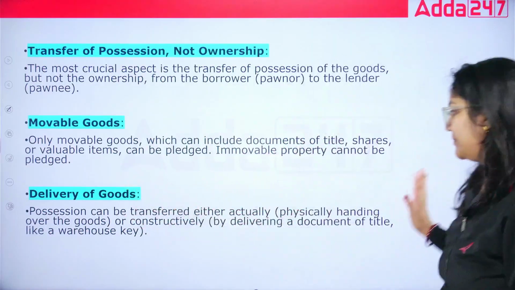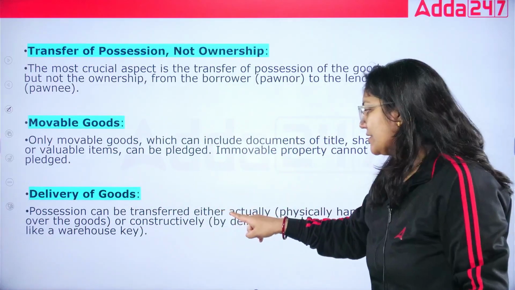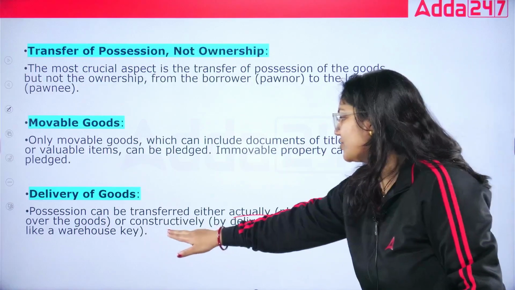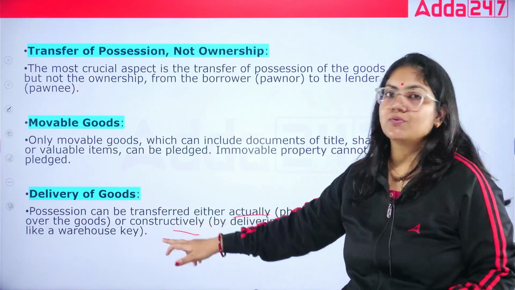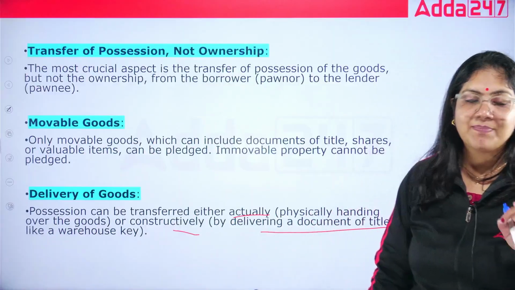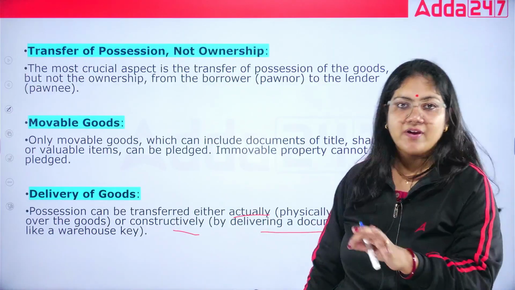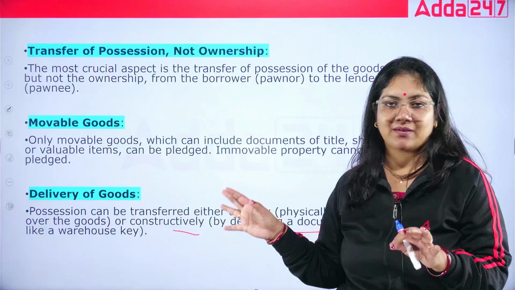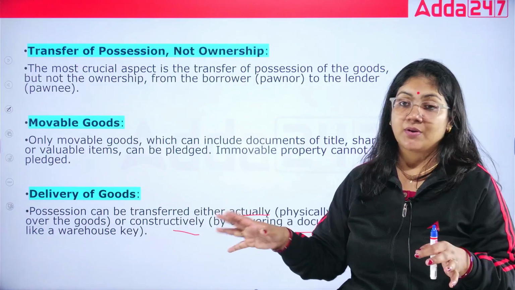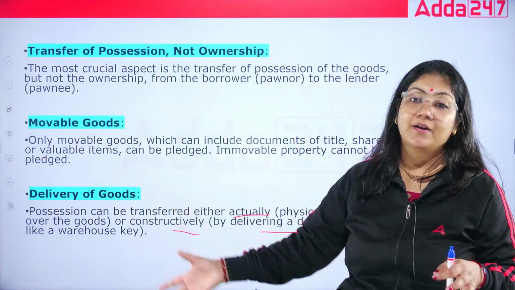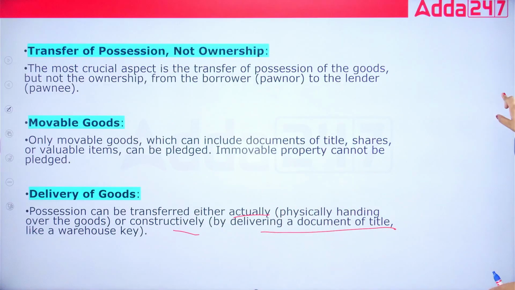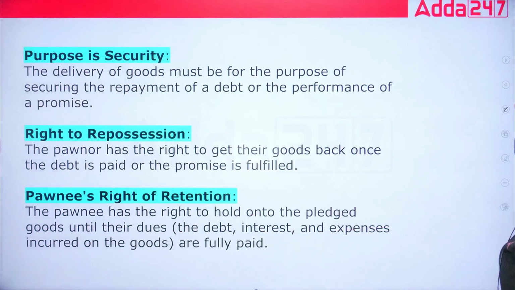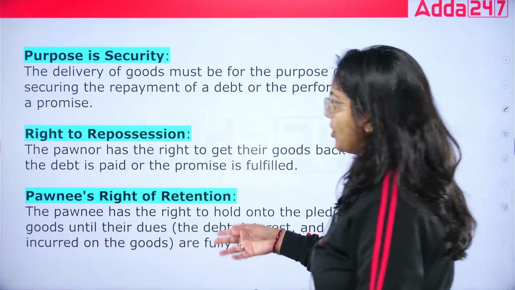Delivery of goods: possession can be transferred actually or constructively. Suppose delivering a document of title like a warehouse key. It means in pledge, if I am giving the key of my warehouse and putting my warehouse as security, because the goods are in my warehouse, this is also called pledge, class. Okay. Purpose is security.